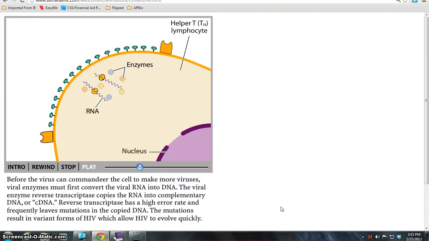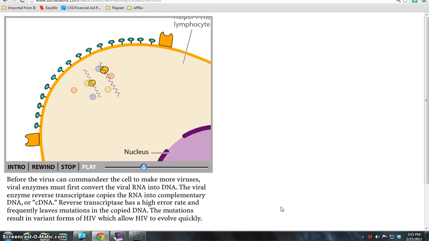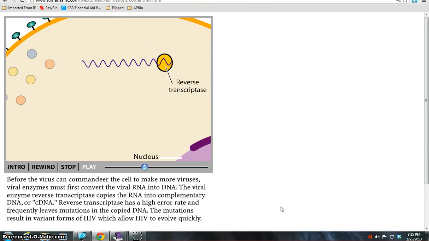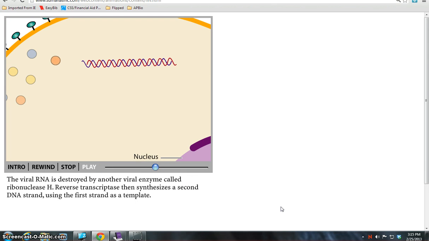Before the virus can commandeer the cell to make more viruses, viral enzymes must first convert the viral RNA into DNA. The viral enzyme reverse transcriptase copies the RNA into complementary DNA, or cDNA. Reverse transcriptase has a high error rate and frequently leaves mutations in the copied DNA. The mutations result in variant forms of HIV, which allow HIV to evolve quickly. The viral RNA is destroyed by another viral enzyme called ribonuclease H.